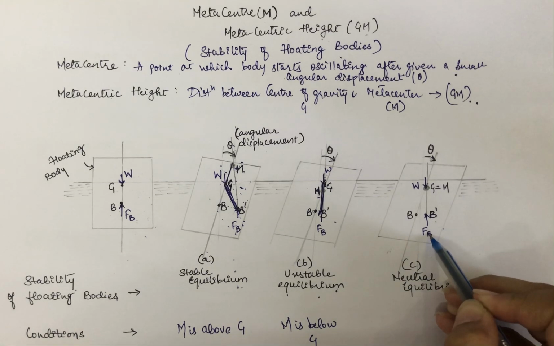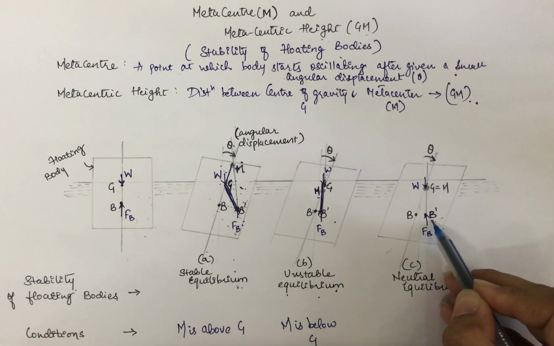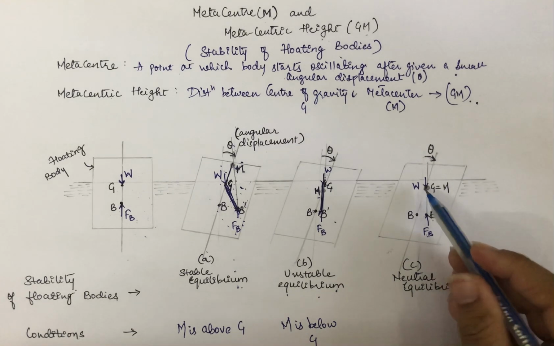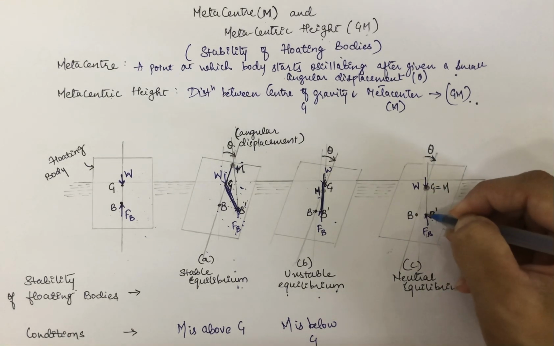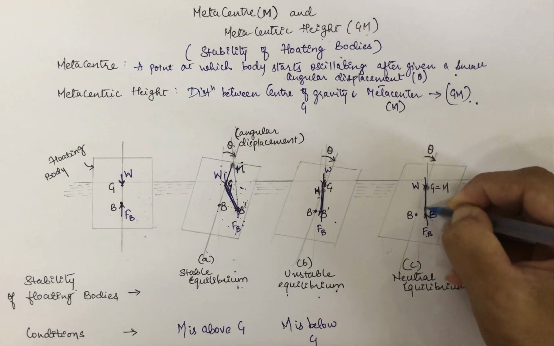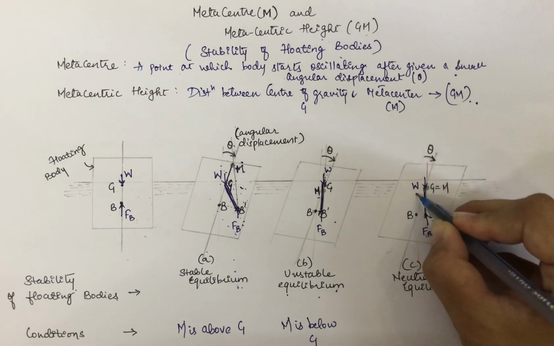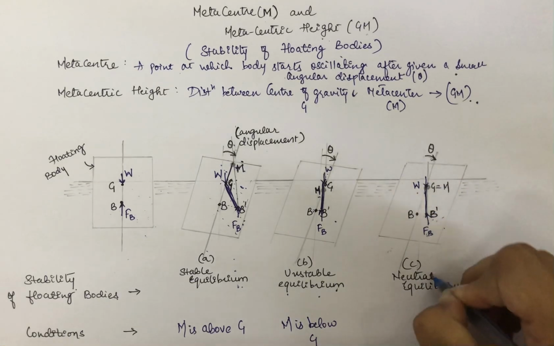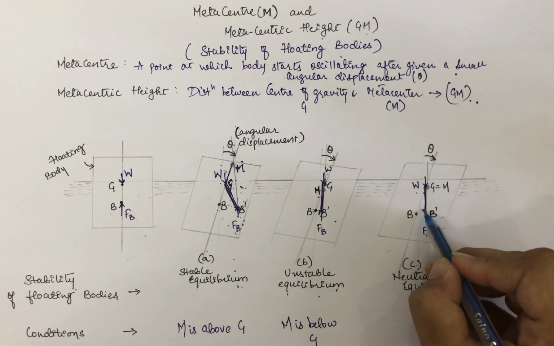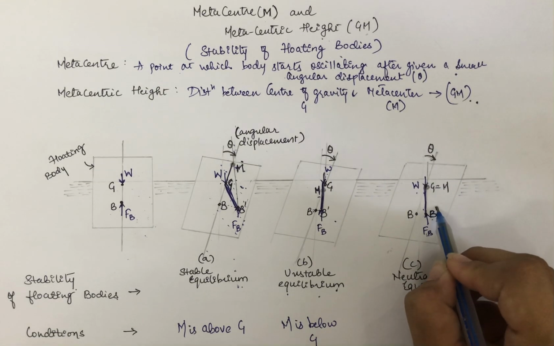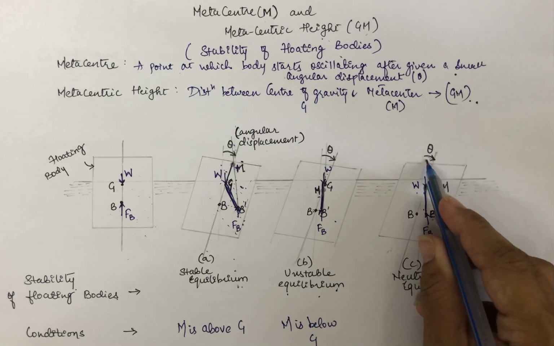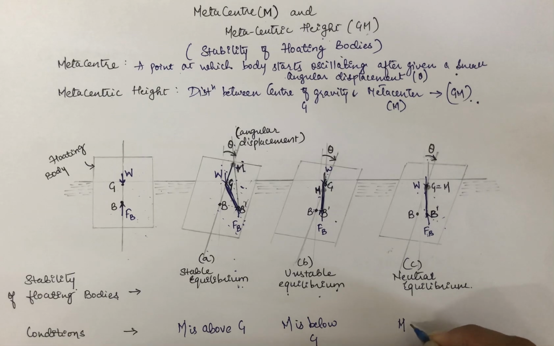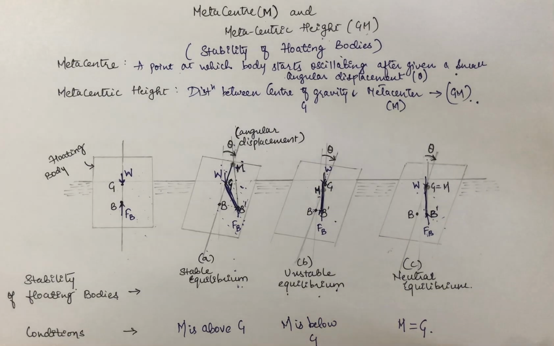And when this displaced center of buoyancy exerts the buoyant force Fb, and that buoyant force Fb lies in the same line as the weight of the body W in the downward direction, then the body will be in neutral equilibrium. Neutral equilibrium means it will stay in the same position in which it has been given a small displacement. So in that case, M will be equal to G.